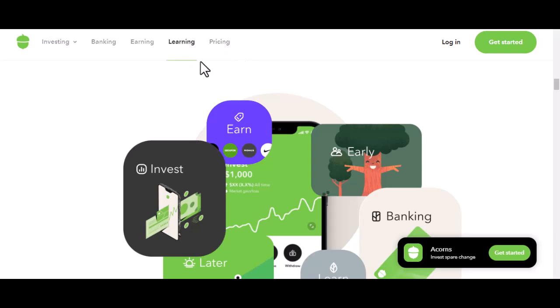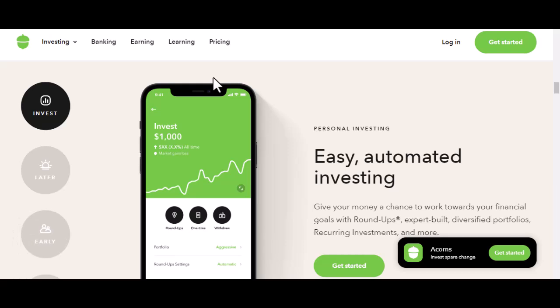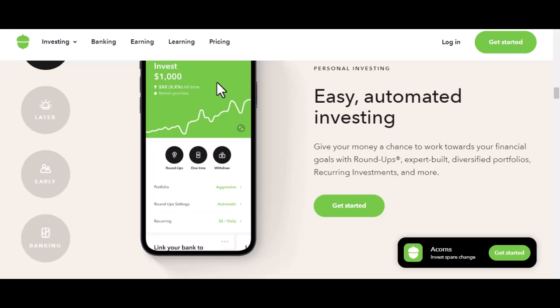Now, why is it important to verify these deposits? Well, it's all about peace of mind. You want to make sure that every dollar you're investing is accounted for and working hard for you.